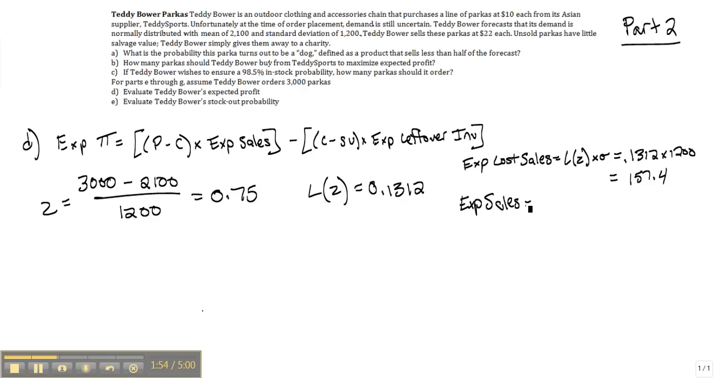Next, we can compute the expected sales, which are equal to the expected demand minus the expected lost sales. In this instance, we know that our expected demand is 2,100 less 157.4, and we get an expected sales equal to 1942.6.